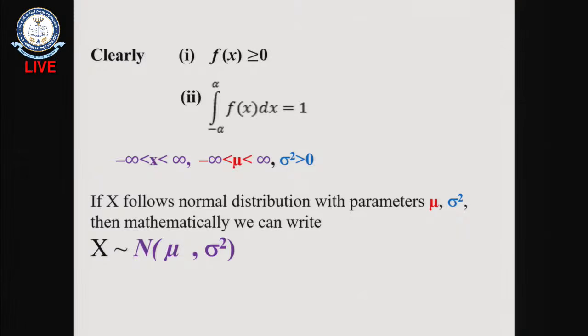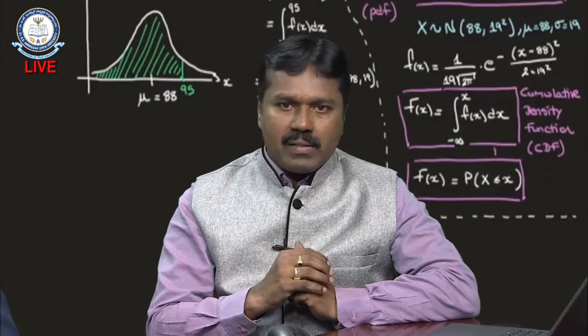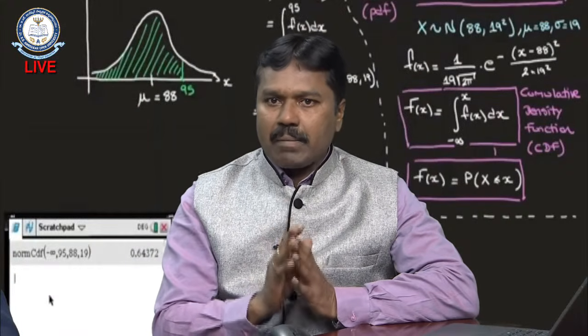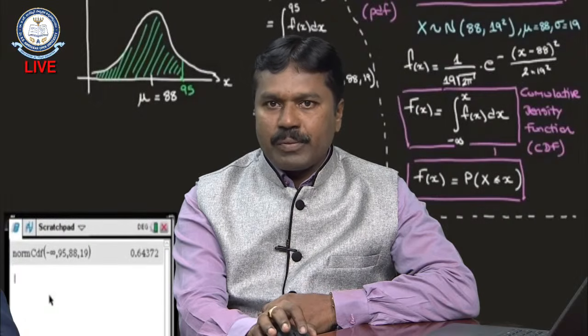Generally this normal distribution is represented by one notation. If x follows a normal distribution with the parameters, we already know that mu and sigma square are the two parameters, that is, mean and variance. So mathematically we can write x follows N of mu comma sigma square, where N is the normal distribution. So this is the definition of the normal distribution.